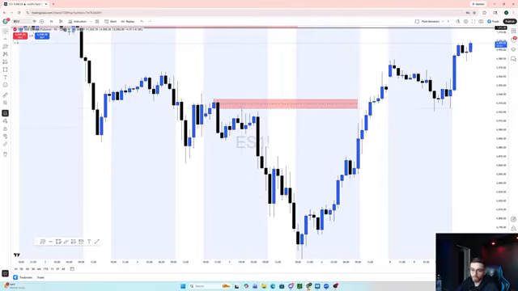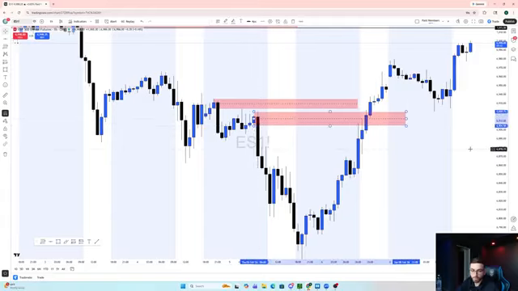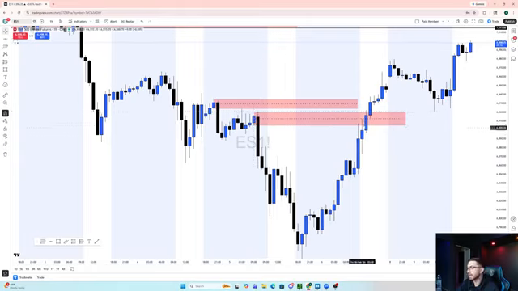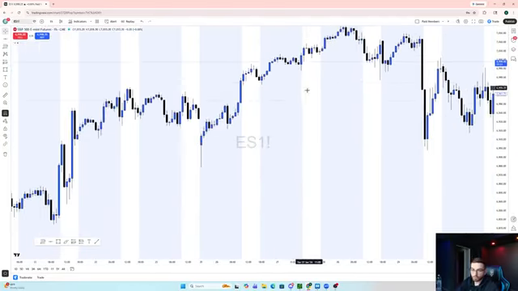We made a new supply zone right here. So we're going to take our box and plot it to the upper wick. In this scenario, it is going to be that upper red candle wick. If that's higher than the green candle wick, then you'll just mark it there. And again, you can see that we did have some price rejection off of it right here. So that is how you are going to mark supply zones.